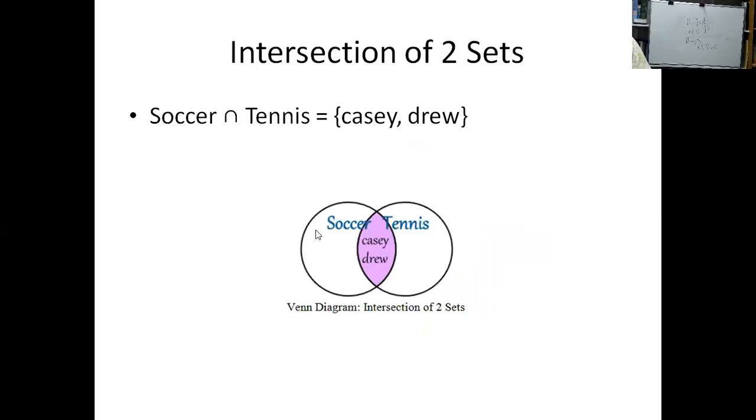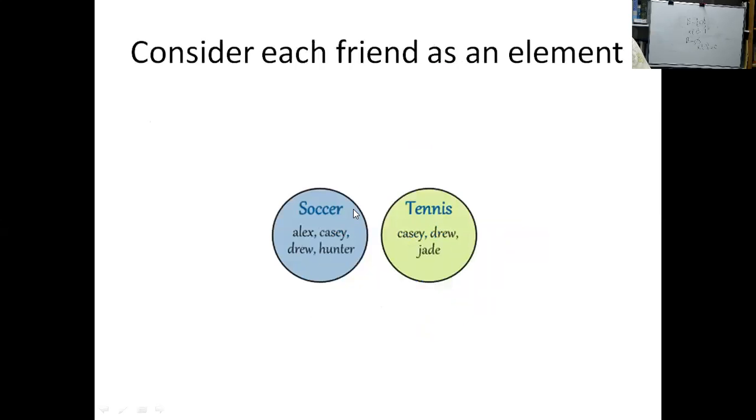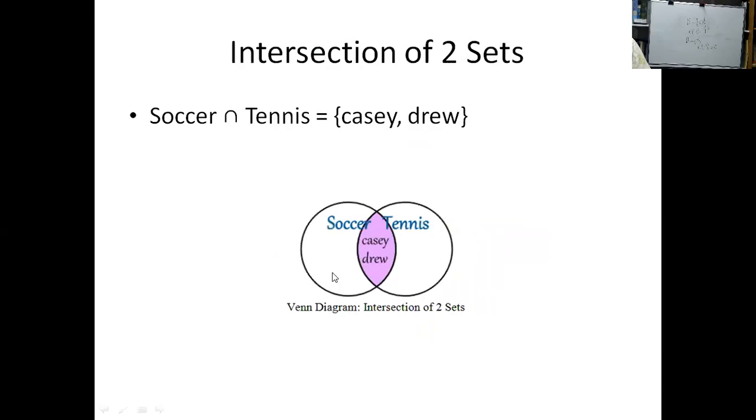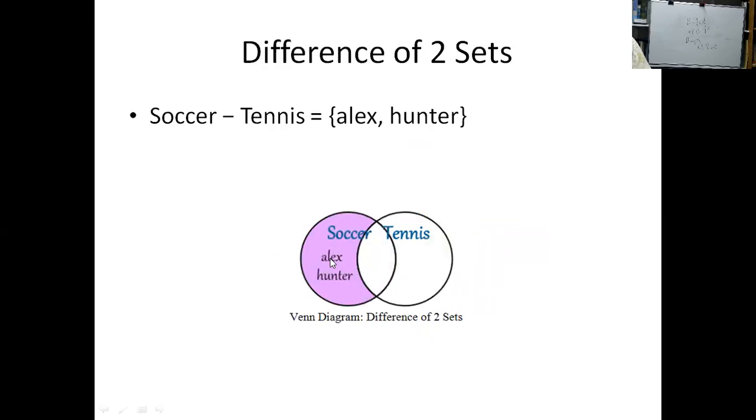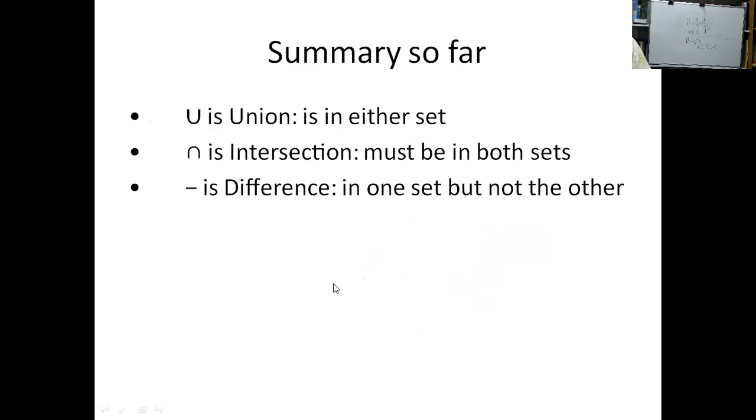Now, intersection would be the ones that are in both groups. The ones that are in both groups, let's go here, we only have Casey and Drew. Okay, this is the intersection. The difference, soccer minus tennis, the people who are only in soccer but not in tennis, are Alex and Hunter. Okay. So U is union, in either set. The reverse of the U, the upside down, is the intersection, must be in both sets. The difference, minus, is in one set but not the other.